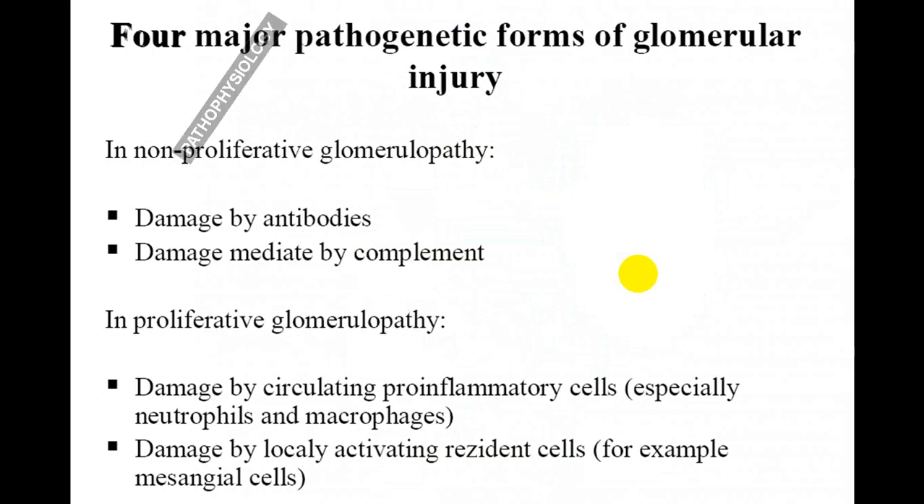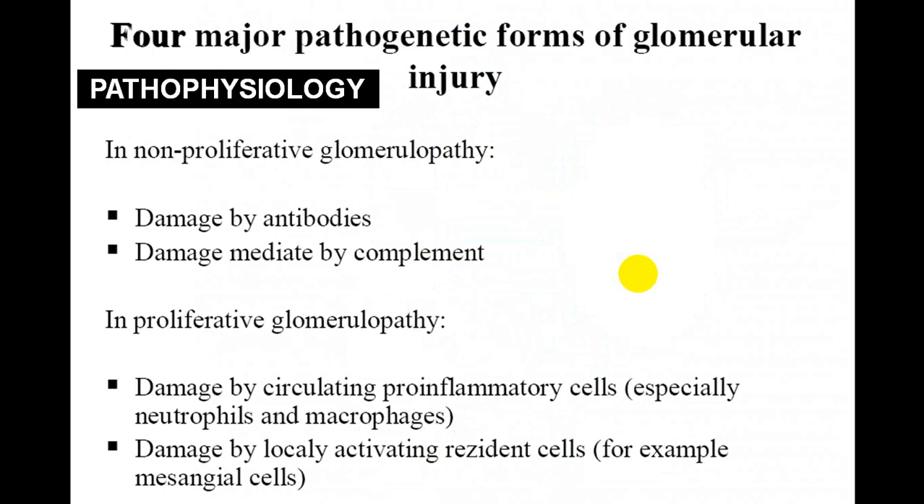As far as the pathophysiology is concerned, there are four major pathogenic injuries. One, non-proliferative glomerulonephritis, is damaged by antibody or damage mediated by the complement system. While in the proliferative variety, it is damaged by circulating pro-inflammatory cells like neutrophils and macrophages, or damaged by locally activating resident cells, which is by mesangial cells.